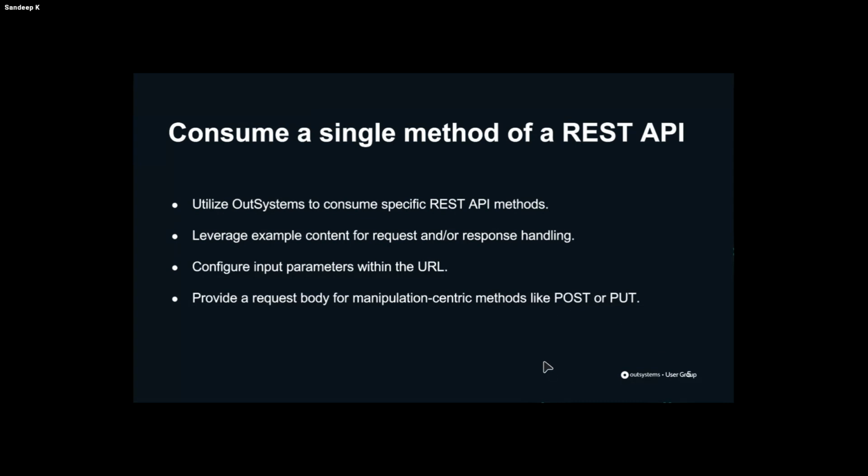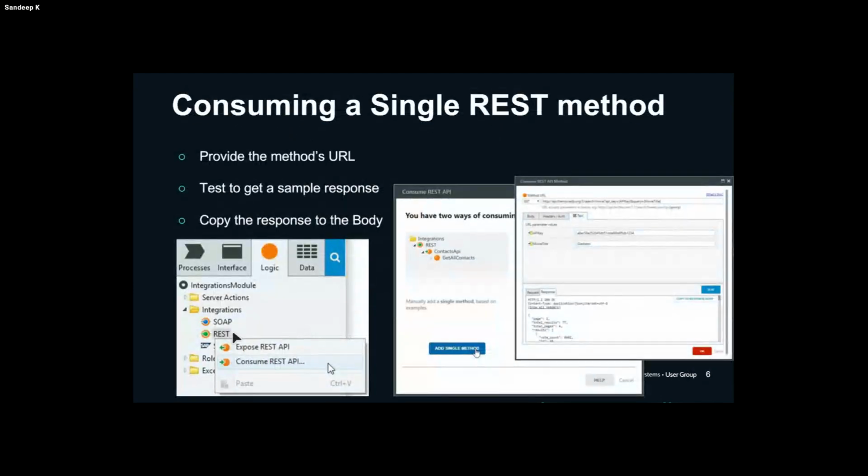So once the API method is created, you can use it in your business logic or in your consumer modules, whatever you call. This is a simple presentation of how we can consume a REST API method. Or you can go into the logic tab and put the URL in the integrations area. In the REST, you can consume a method. You can select either one method or multiple methods, as we discussed earlier.